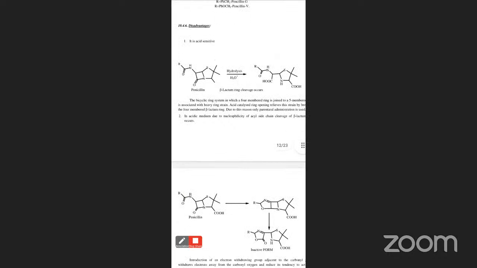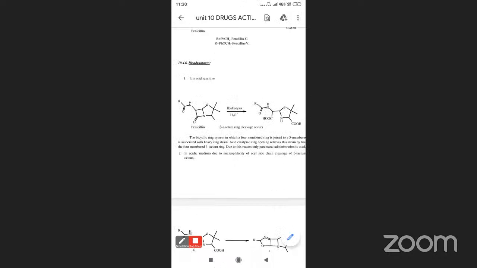So this is the synthesis of penicillin here, and the disadvantage of this penicillin, right? Generally, penicillin has both an advantage and a disadvantage. What is the advantage here? Generally, the advantage of penicillin is that it acts as an antibacterial agent, which stops bacterial cell wall synthesis by inhibiting the transpeptidase enzyme. That is the advantage of this one.